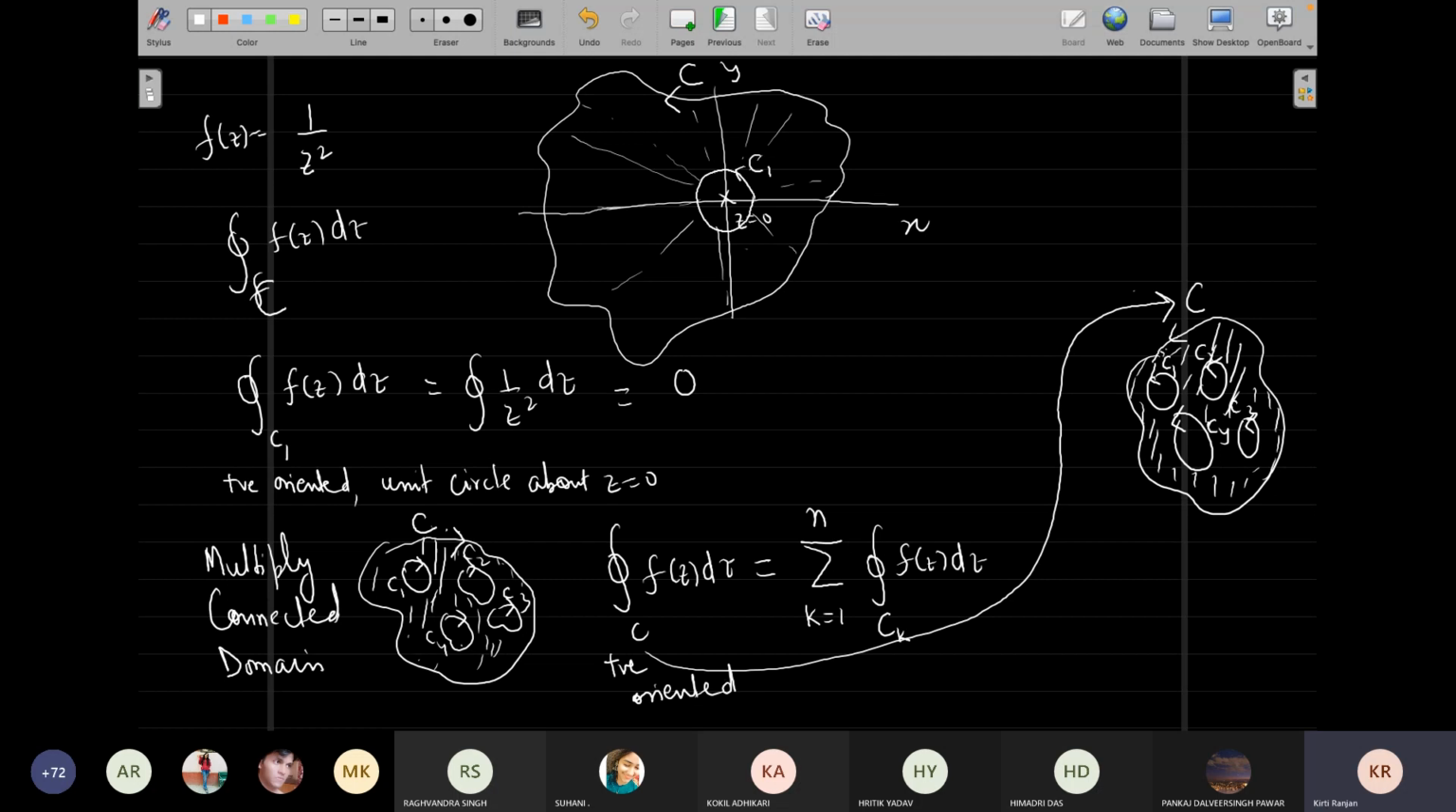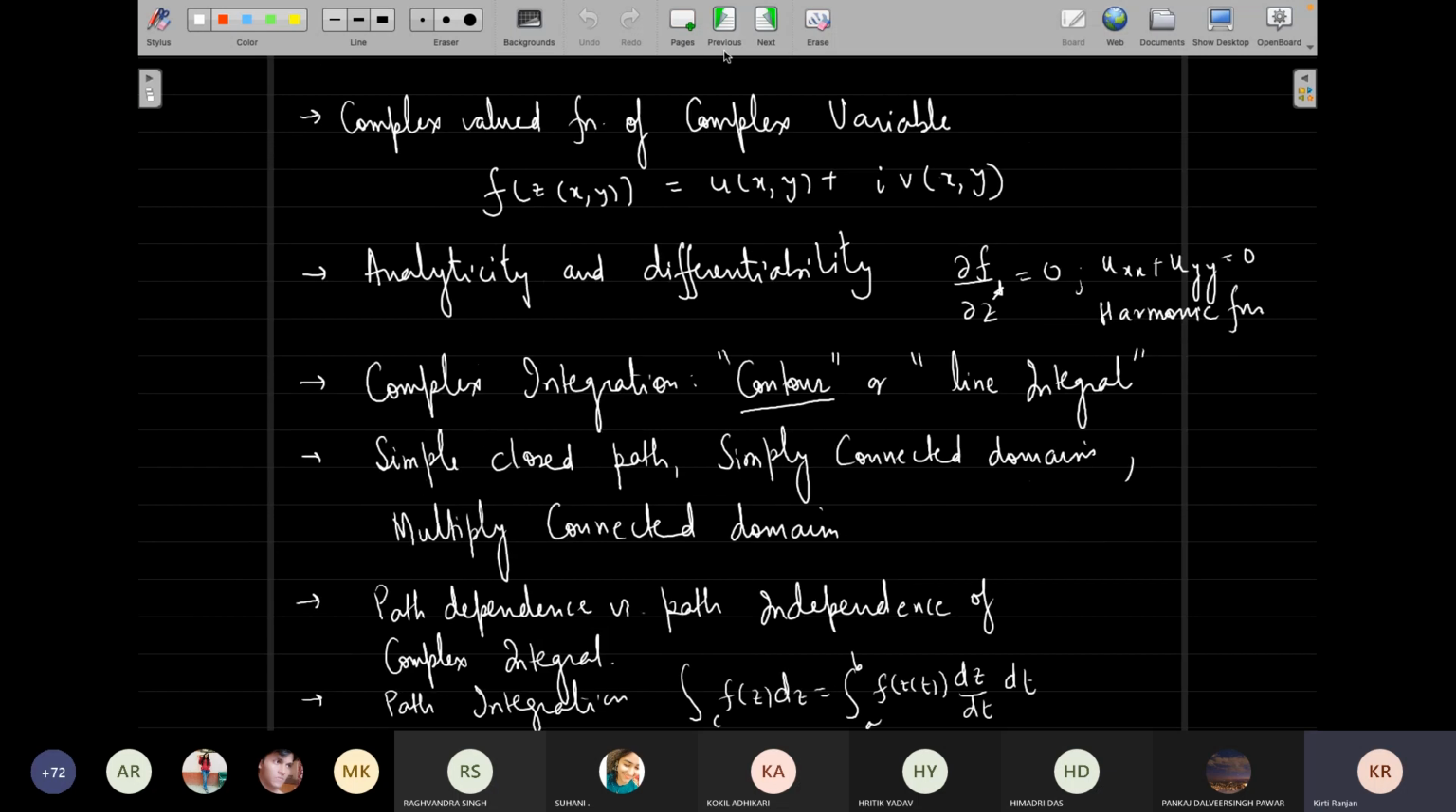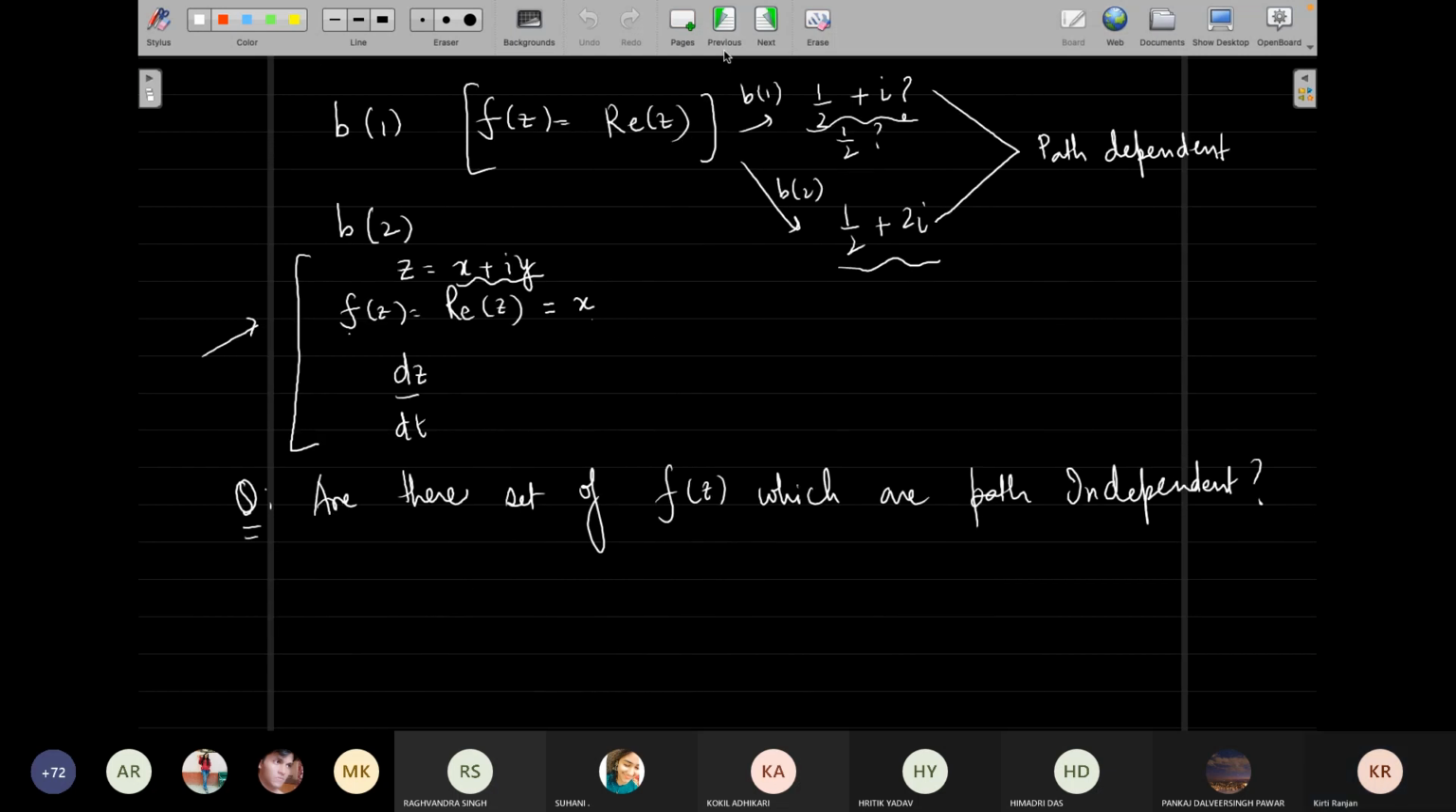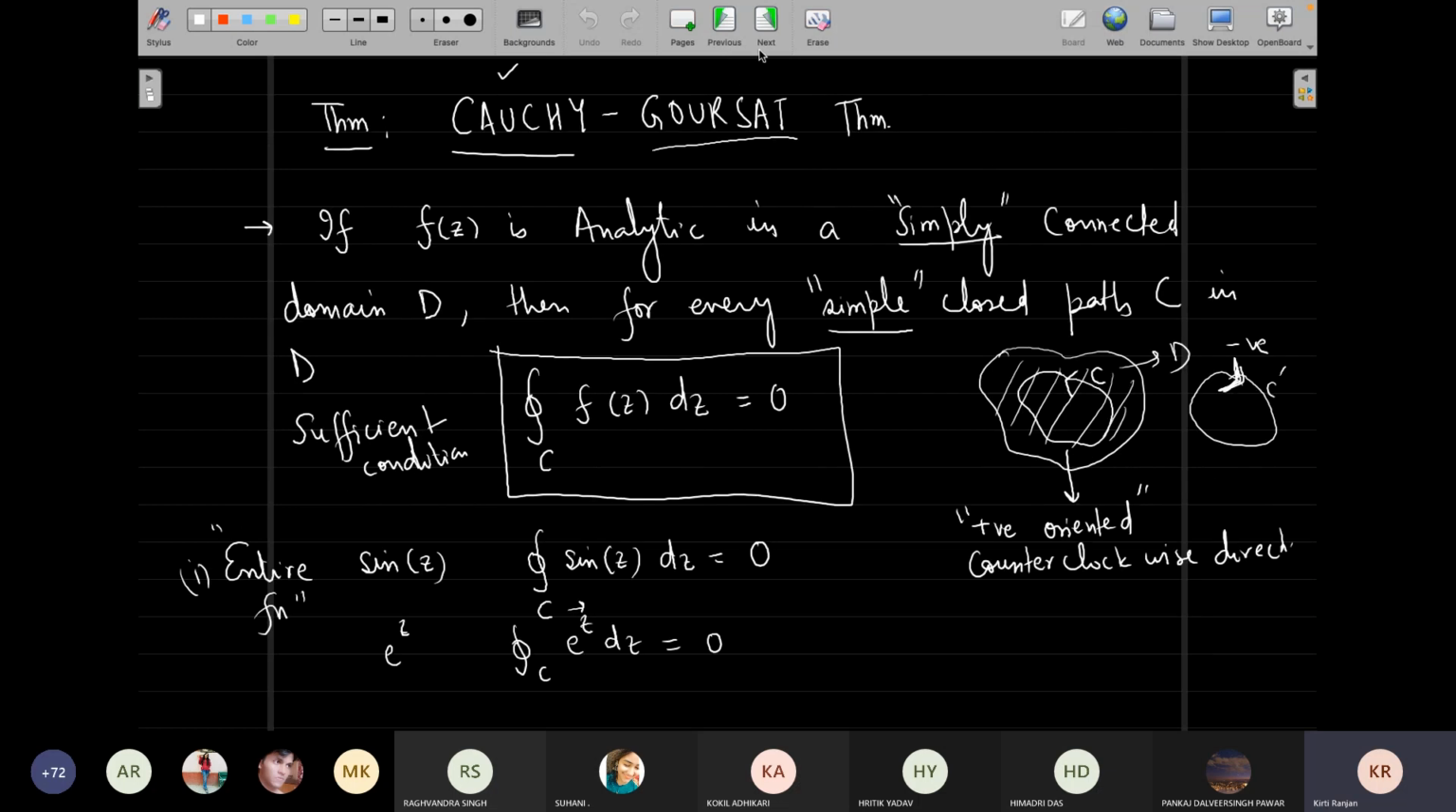Let me try to summarize. Since it's coming to 1 hour, let me summarize what we have done in today's class thus far. First, we started with this question: can we think about the set of complex valued functions of complex variables which are path independent? Are there such functions? If there are such functions, then this theorem, the Cauchy-Goursat theorem, becomes invaluable. The theorem says if the function remains analytic inside and on the simple closed path, then we have the integral of f(z) dz equal to 0.